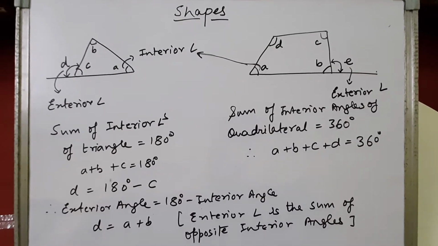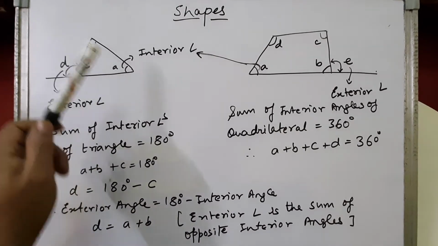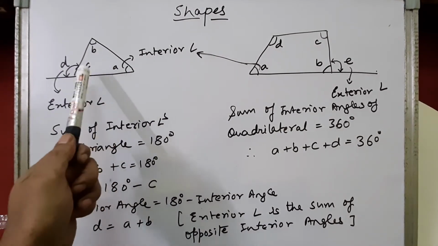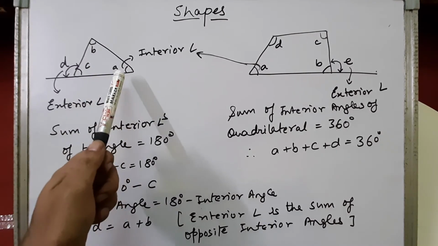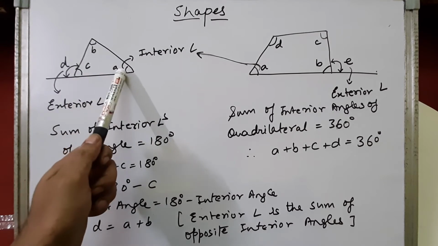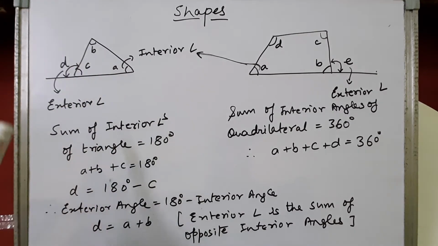Okay, let's pay attention to a few more important things. This is a triangle, and this triangle has interior angles. We can see that there are 3 interior angles here. The angles which are inside the triangle are called interior angles, and the ones outside we will call exterior angles. Now remember, children, the sum of interior angles of a triangle is always 180 degrees.